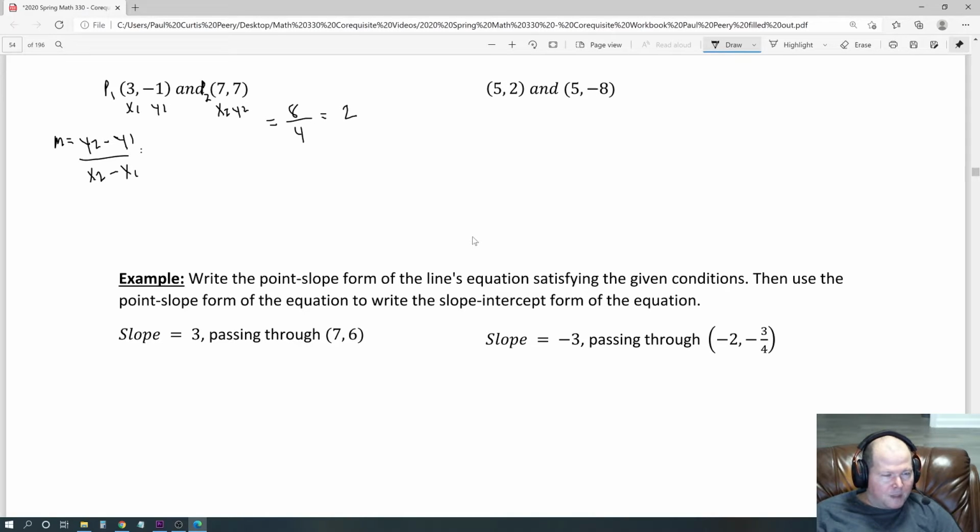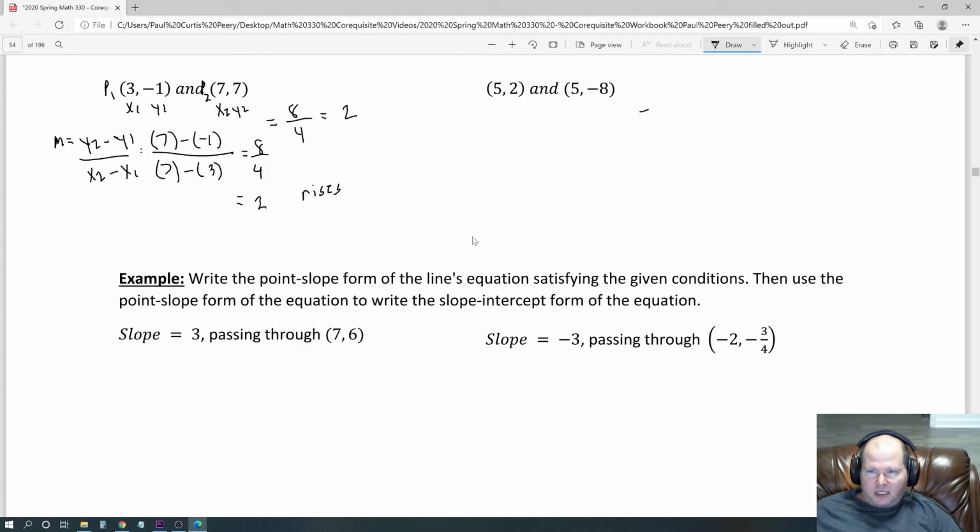Right? So at this point, we would say that y2 is 7. y1 is -1. We would say x2 is 7. We would say x1 is 3. So 7 minus -1 is the same as 7 plus 1, which gives you an 8. 7 minus 3 is 4. 8 divided by 4 is 2. So we end up with a slope of 2, which is positive. It's a positive slope, so it rises. It rises from left to right.